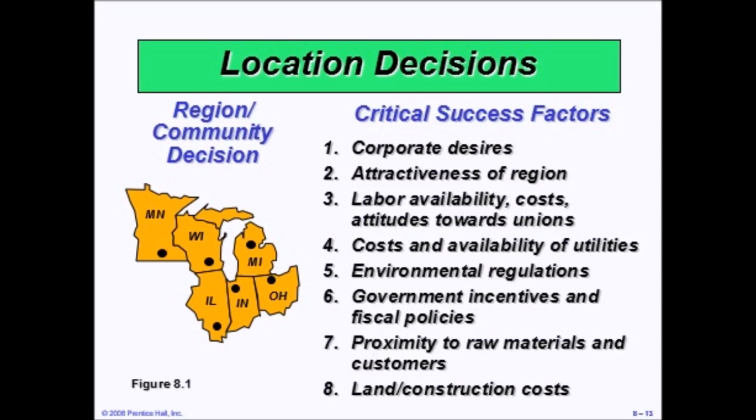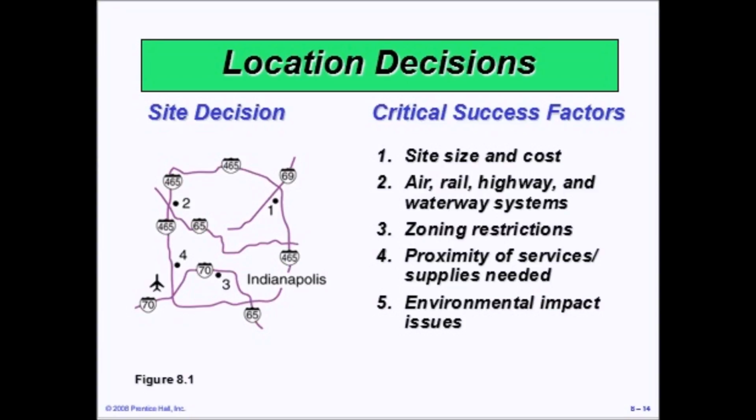In considering the critical success factors of site decisions, there are factors that need to be considered. One is the site size and the cost of it. It is a must to consider this factor in order for the business to know how much it will cost if they put the business there. Two is the air, rail, highway, and waterway system. This must be considered to know if the business you're going to put up will have easy access to run in that certain place.